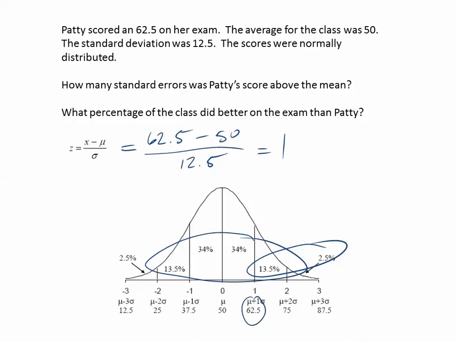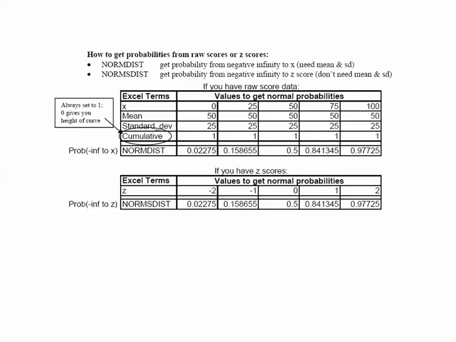A more appropriate way is to use what are called distribution functions. The most common one that we're going to be using in this class is the norm dist function. This is a way of getting a probability from some value that is less than or more than the mean, and it always measures that probability from negative infinity to that value.